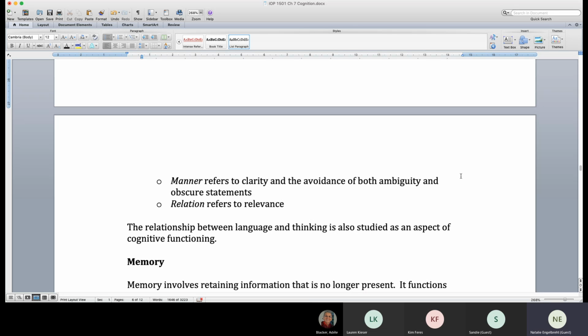So that's a very interesting departure point in terms of cognitive functioning and the role that language plays in cognitive functioning.